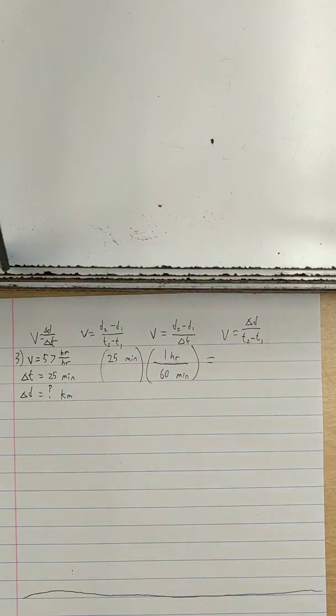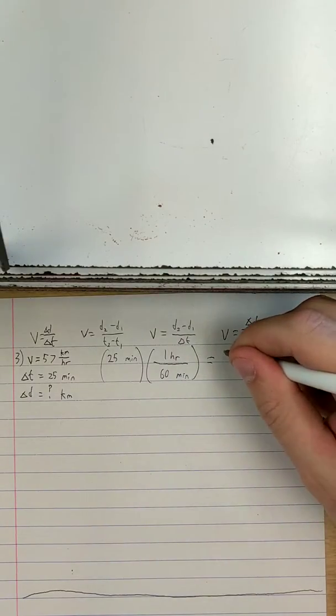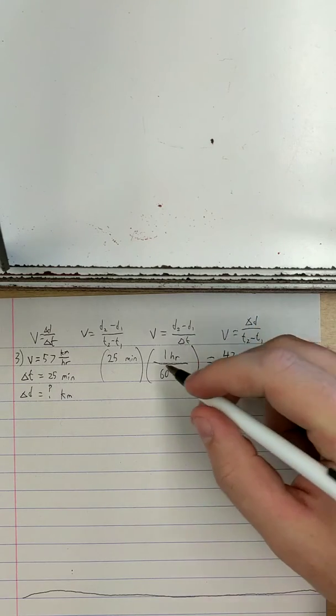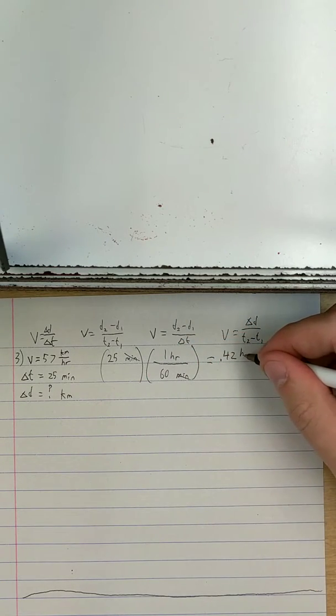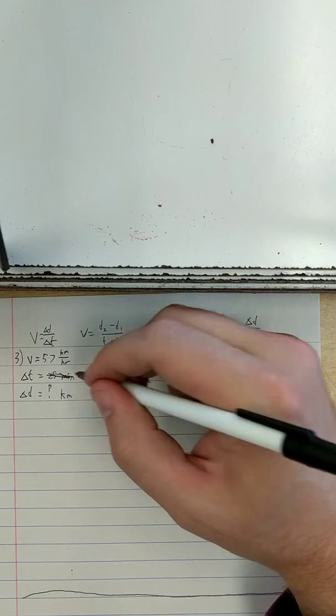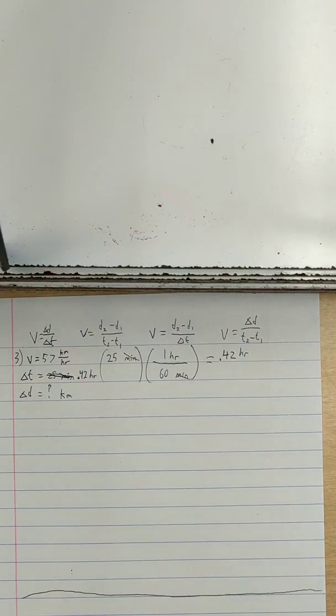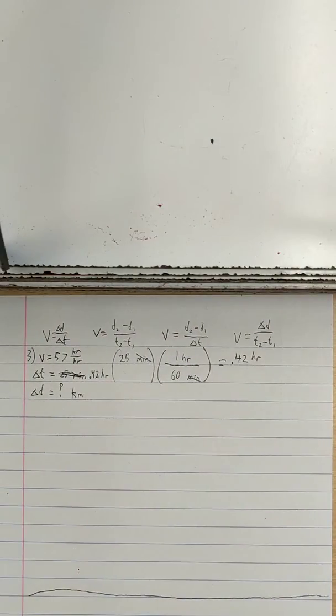So 25 divided by 60 is going to be your new time, and that is 0.42. This is now in hours because my minutes canceled out. So I'm going to get rid of the 25 minutes over here and replace it with 0.42 hours.